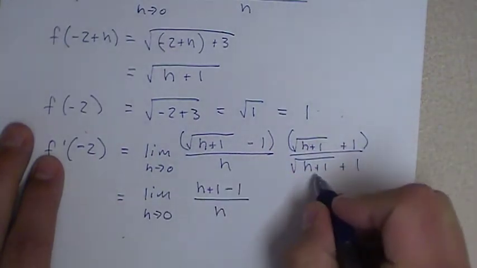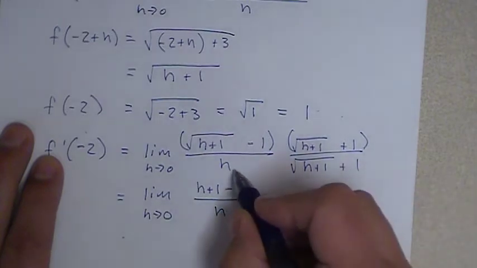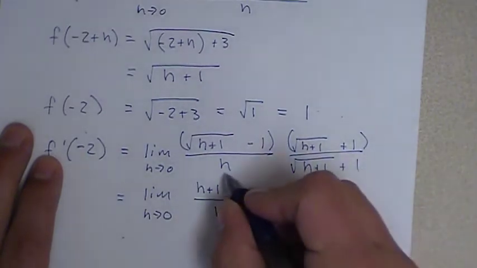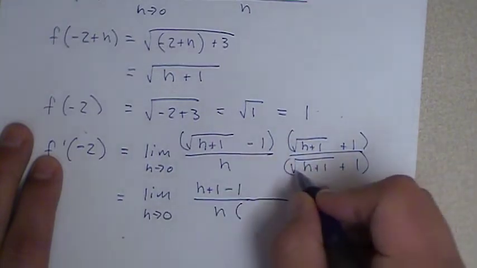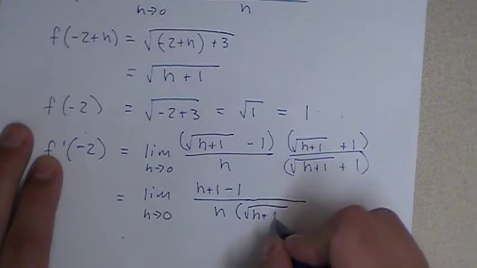Oops, almost forgot a big component of that denominator there. Let me get a little more room. I have h times all this stuff in my denominator. I could distribute the h into both pieces here. I'm not going to elect to do that, and you'll see why in just a second.